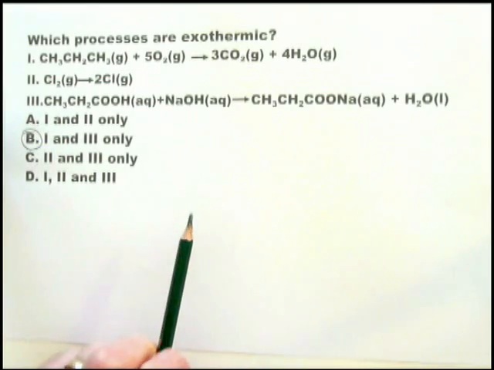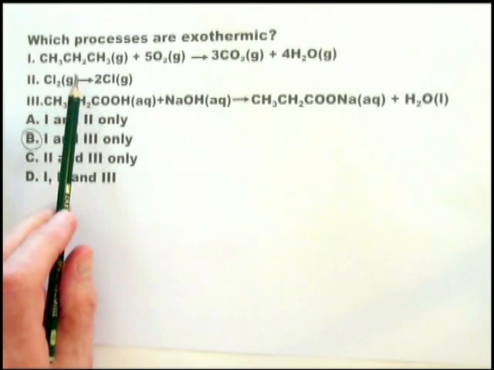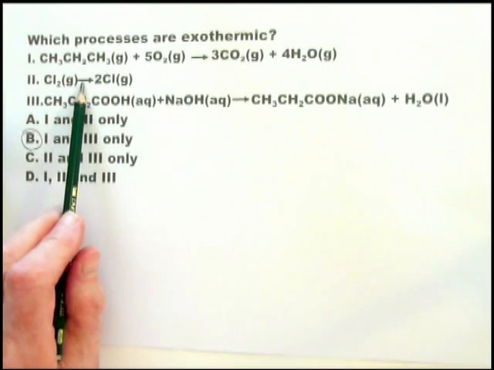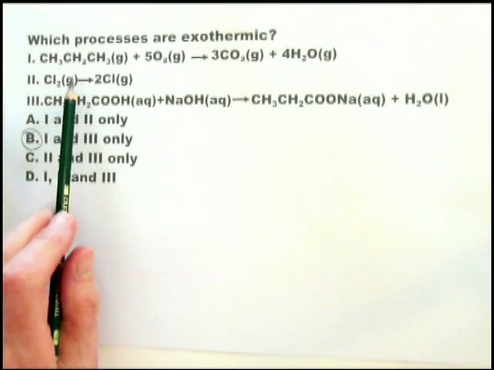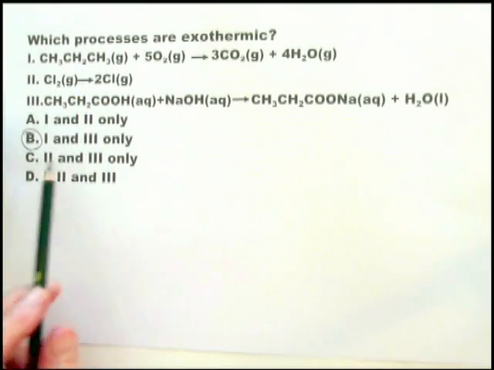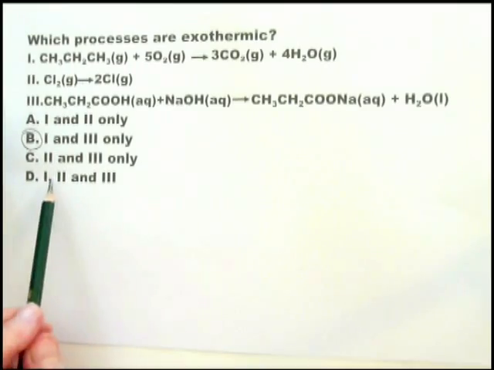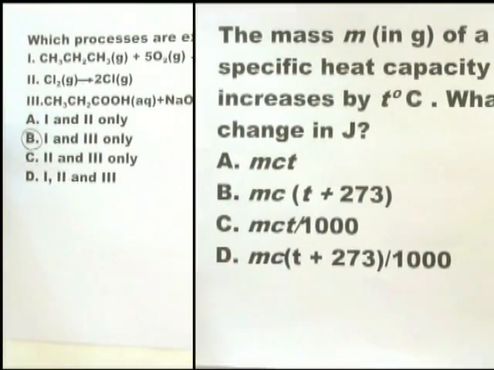Interestingly enough, if you saw that that is not exothermic, you could say anything with 2 in it is wrong. A is wrong, C is wrong, D is wrong.